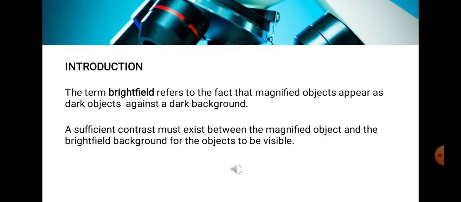While the term bright field refers to the fact that magnified objects appear as dark objects against a bright background, a sufficient contrast must exist between the magnified object and the bright field background for the objects to be visible. And so that is why it is termed a bright field compound microscope.